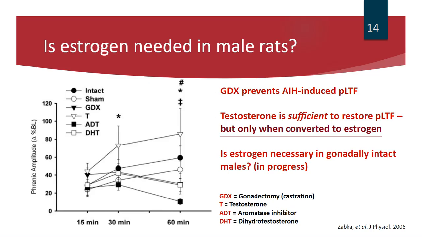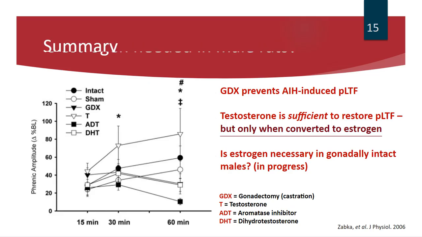But one of my graduate students, Jessica Grittner, is currently just about finished with data collection on a group of studies that is looking at that specific question, where we are giving an aromatase inhibitor to intact male rats to determine whether that conversion of testosterone to estradiol is necessary in male rats for the expression of long-term facilitation.